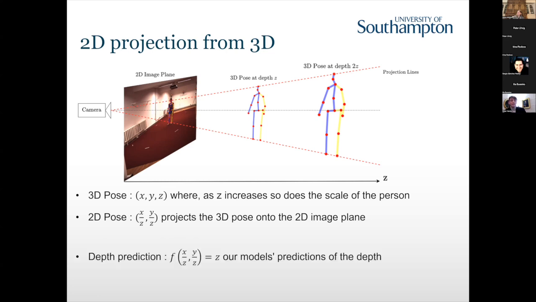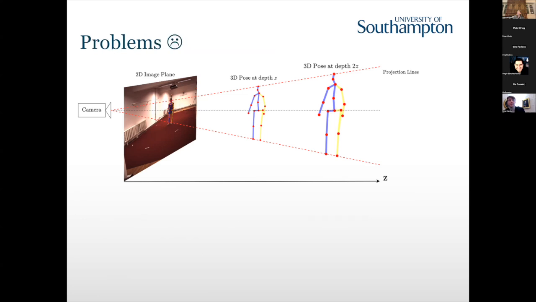So we have our depth prediction: we give our function, the model that we want to learn, the X and Y coordinates divided by Z, and this hopefully predicts an accurate Z. Then to get our 3D pose back, we can simply multiply by our model's depth prediction, which should give us X, Y, and Z. But what are the problems with this setup? Sadly, Z is continuous. It could realistically be anything.